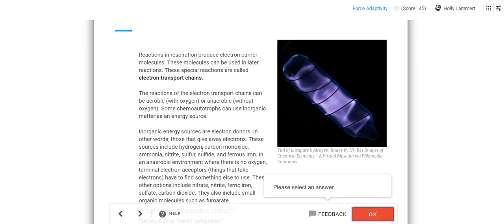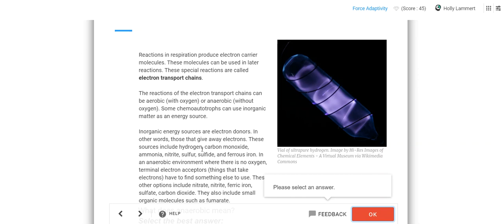Some chemoautotrophs can use inorganic matter as an energy source. Inorganic energy sources are electron donors, in other words, those that give away electrons. These sources include hydrogen, carbon monoxide, ammonia, nitrite, sulfur, sulfide, and ferrous iron.